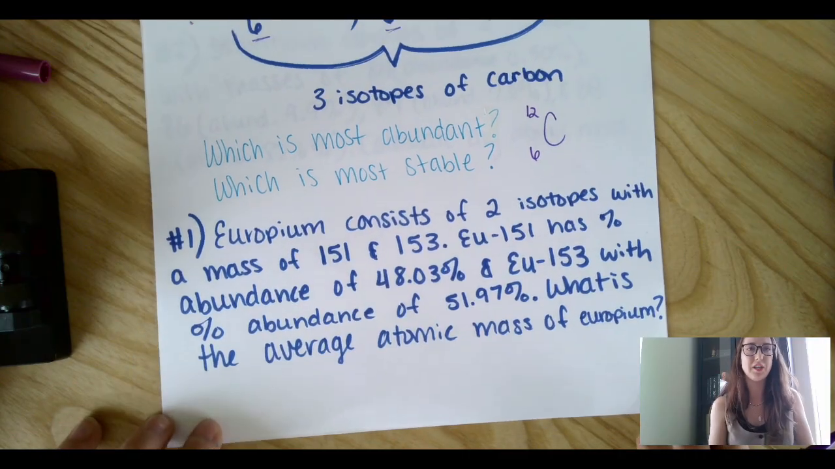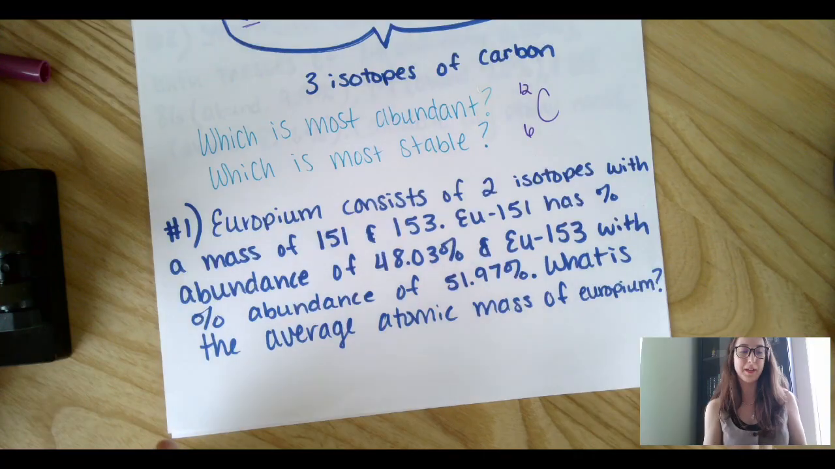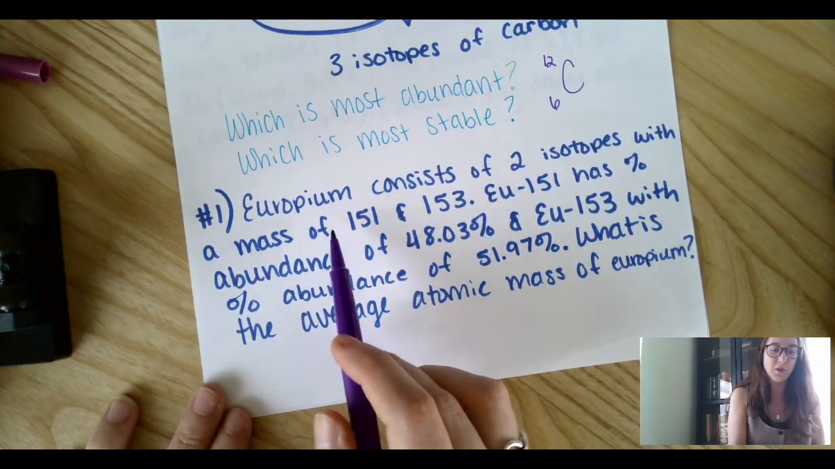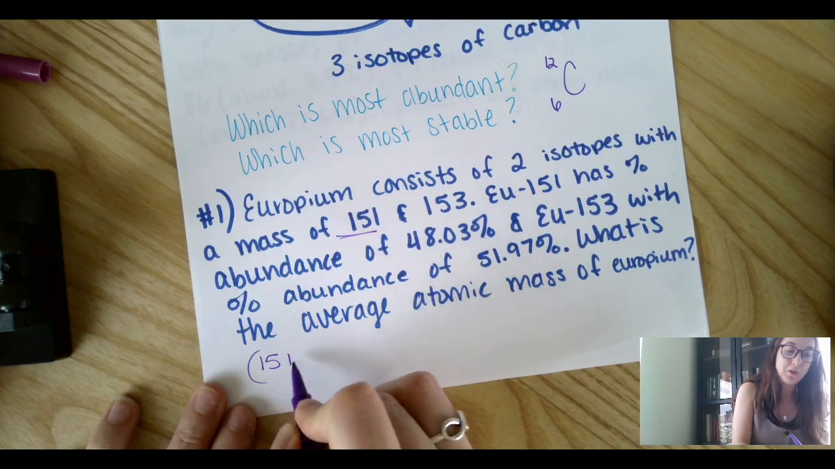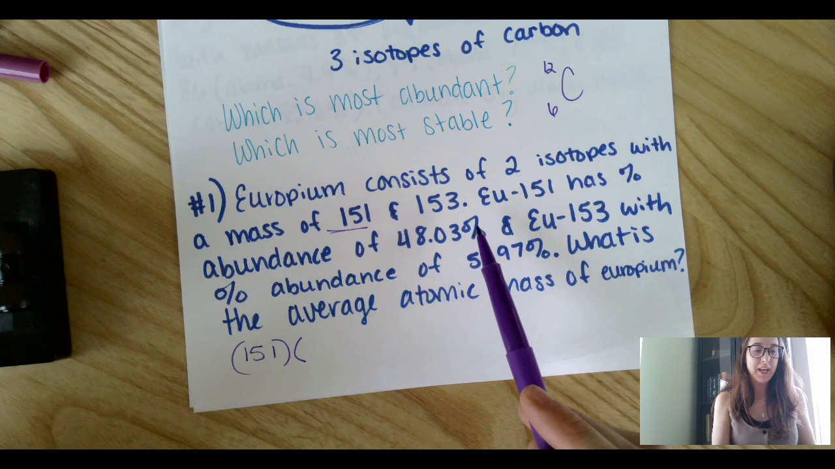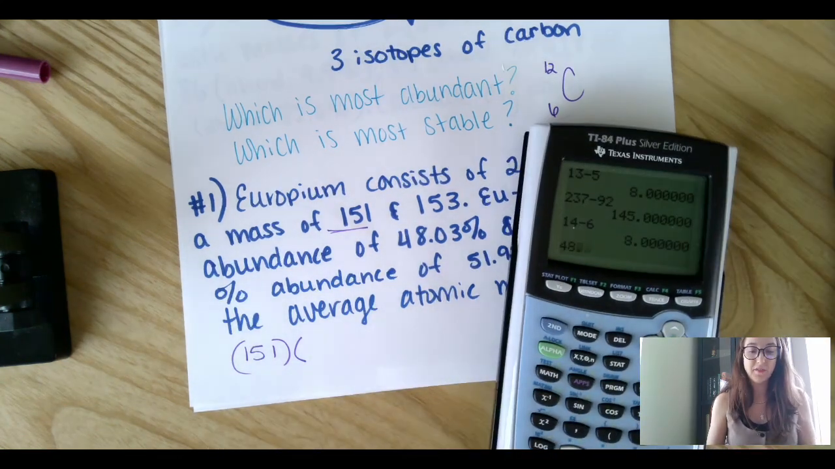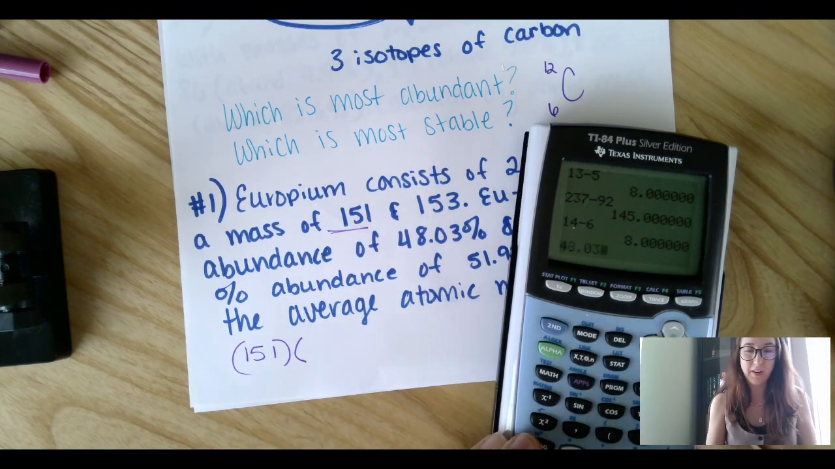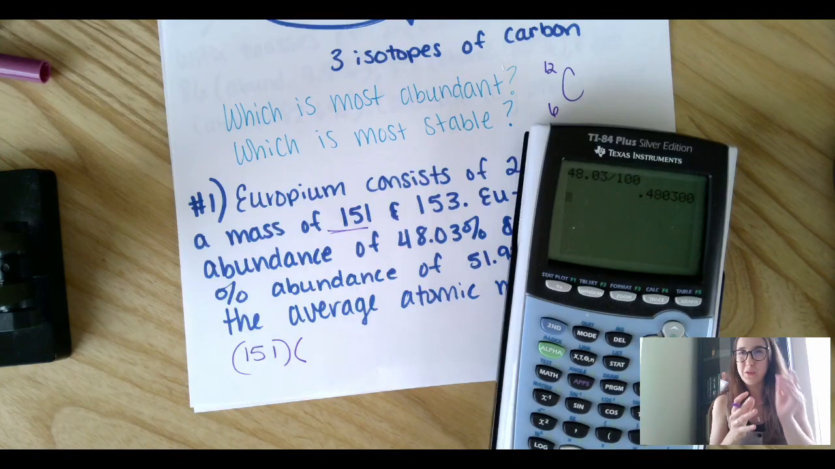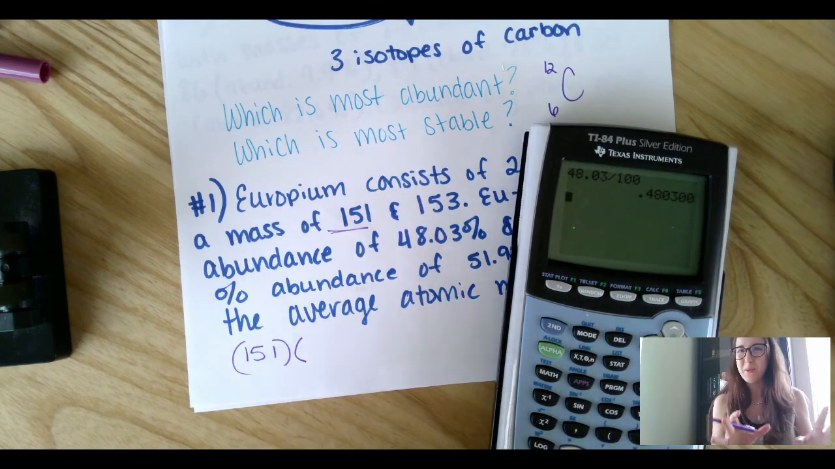The formula to solve for average atomic mass using isotopes and percent abundance is the same for every single question. You're going to take the mass of each isotope, so 151, and you're going to multiply it by the decimal form of its percent abundance. What I mean by that is europium 151 has a percent abundance of 48.03. I need to divide that by 100 because percents are out of 100. And after doing that, I get 0.4803, right? If you're doing mental math, you could also move your decimal two places to the left, whatever works for you.